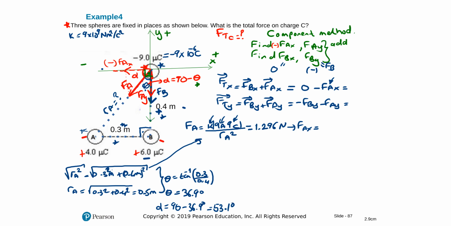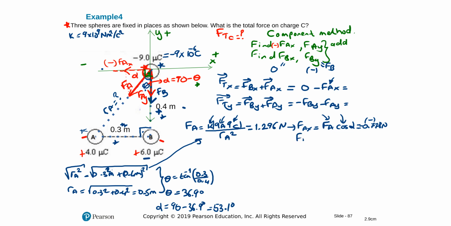Now I can find FAX. FAX is FA times cosine alpha. Insert FA, insert cosine alpha, you'll have FAX. And that will be equal to 0.778. 0.8 would be a good approximation, but again, I'm going to keep some more precision here. And we know it's negative. If you like, you can put the negative sign here, but I always go this way. So it's negative. Keep that in mind.